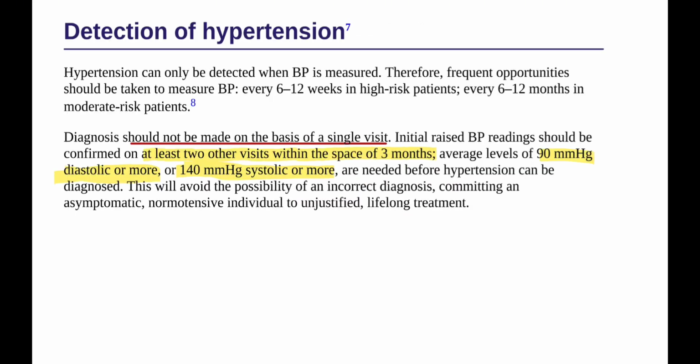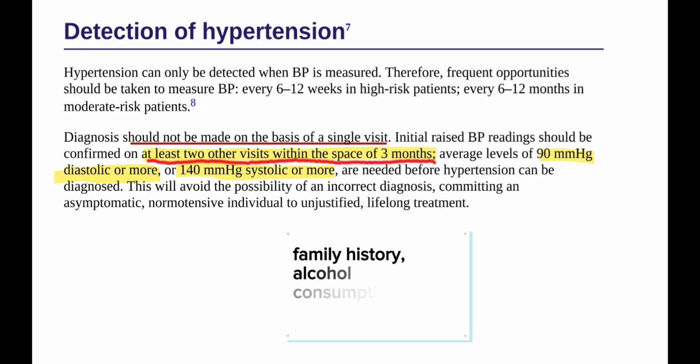Now, how to diagnose hypertension? Diagnosis should not be made on the basis of a single visit. To diagnose hypertension, higher blood pressure must be recorded in at least 3 visits within 3 months of intervals. Blood pressure must be above 140 for systolic or more than 90 for diastolic to diagnose hypertension. This will avoid the possibility of an incorrect diagnosis. And remember, medical history is always important while making a diagnosis, like family history, alcohol consumption, contraceptive use, etc.